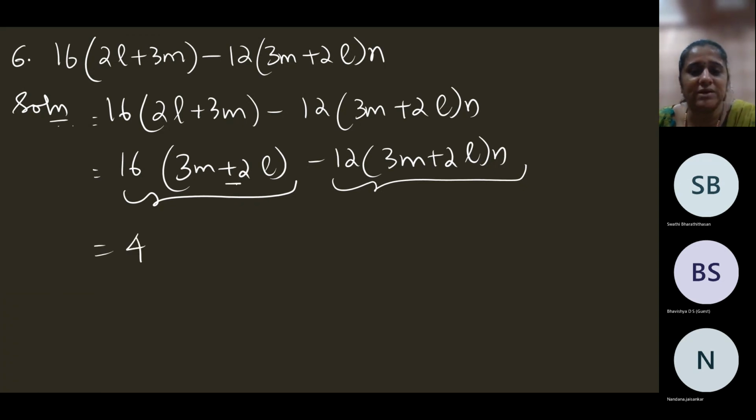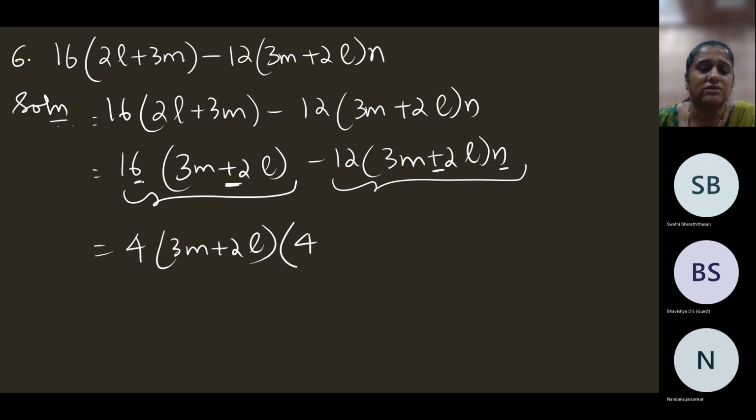Then you can see here 3M plus 2L, 3M plus 2L. So 3M plus 2L is common, right? There is N here, but there is no N here, so that will not be common. Leave it. Now open a bracket. 4 into 4 is 16, and you have 16 into 3M plus 12, but that's common here, so leave it. You'll get the first term.